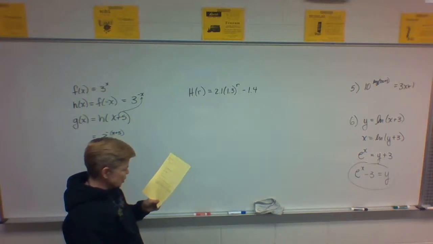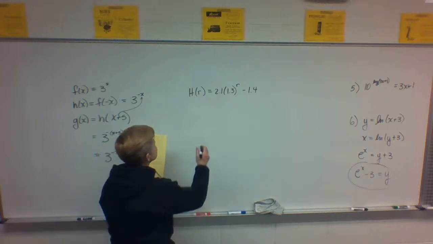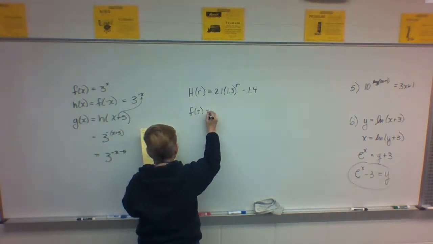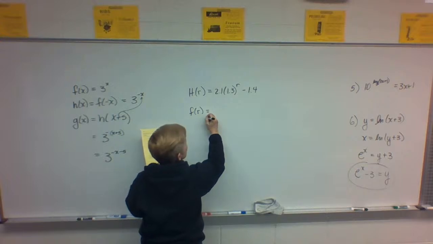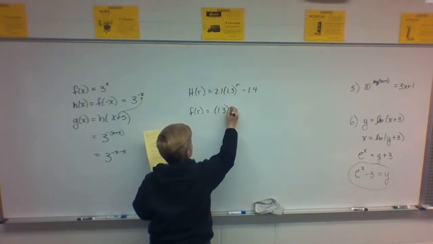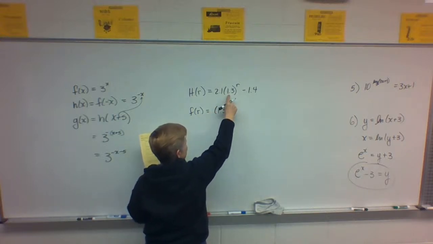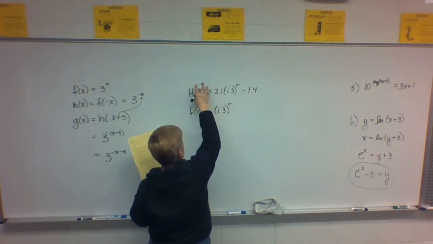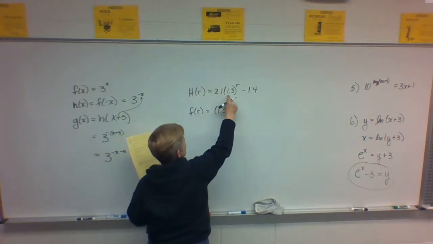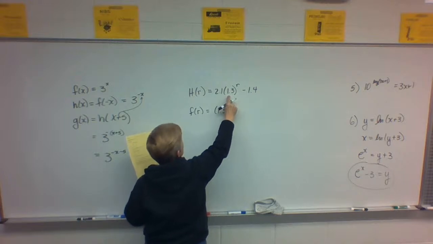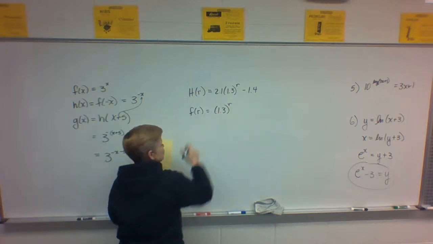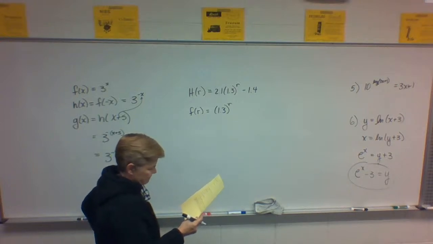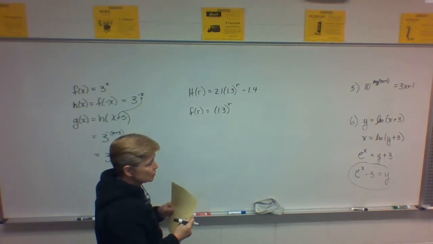describe the transformation of this one. F of r equals 1.3 to the r. So this is not part of the transformation. This remains the same. But these are pieces of transformation getting from h of r to f of r. How is this one transformed from this one? Can you list it? Can you list the transformations?